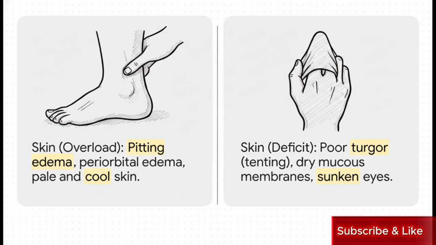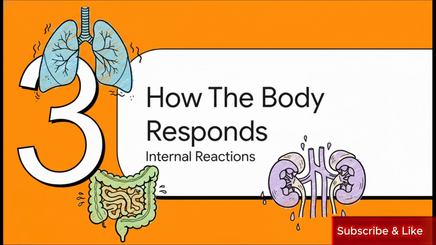Their mouth will be dry, their lips chapped, and their eyes might even look sunken. Okay, so we've seen all the signs on the outside. Now let's pull back the curtain and see how the body's internal systems, we're talking lungs, gut, and kidneys, are trying to cope with this imbalance.